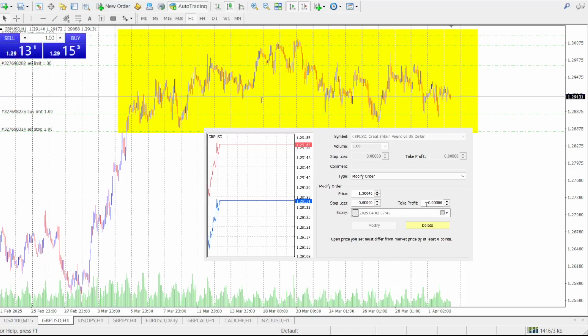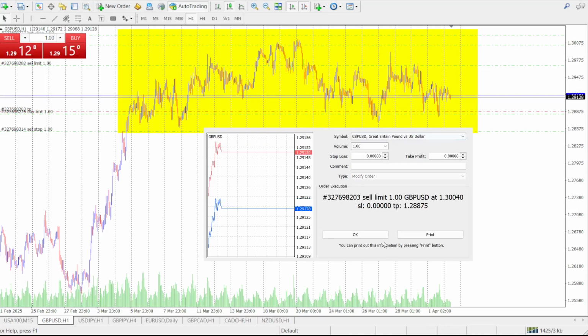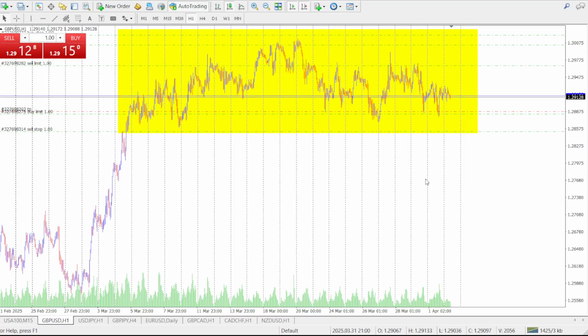1.28875. So I'm going to set a take profit for 1.28875. Reason being that this is a ranging market. That's the reason why you need to understand the current market structure. If it's a ranging market, you are expecting the price to go up and down. Now, remember that at the end of the day, a breakout is bound to occur at some point. So bear that in mind, okay?